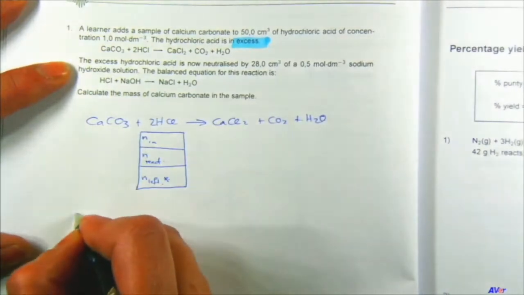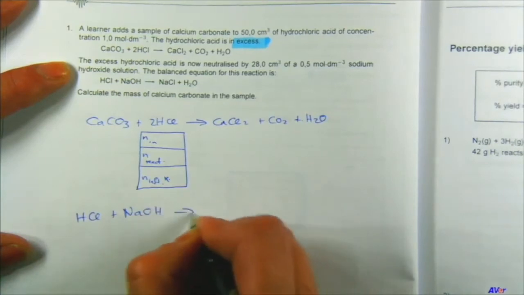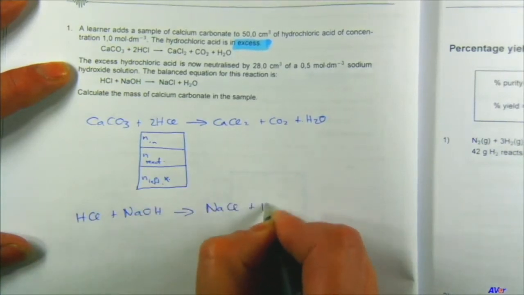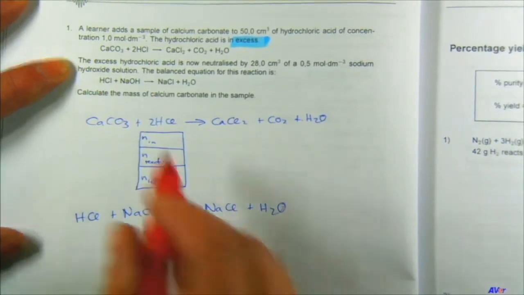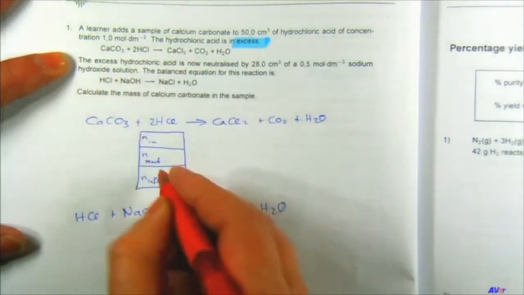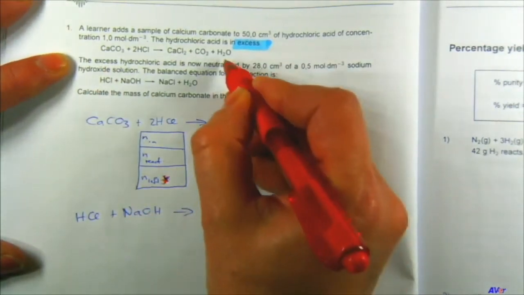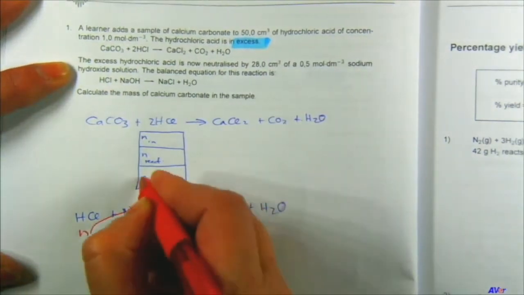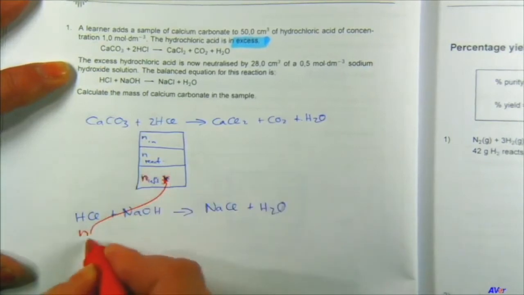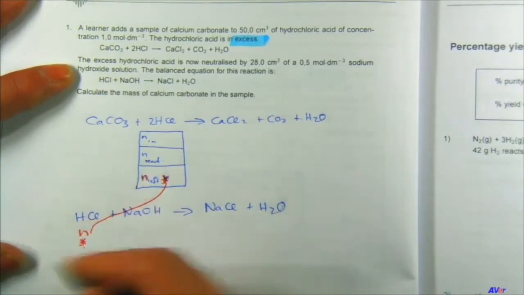So let's take the second one. HCl plus NaOH is NaCl plus H2O. So there's my second reaction. So let's reread. The excess hydrochloric acid, it's whatever is left over, is neutralized in the second reaction. So they use this in a second reaction. So what's left over is used in the second reaction, and in the second reaction, this is neutralized.